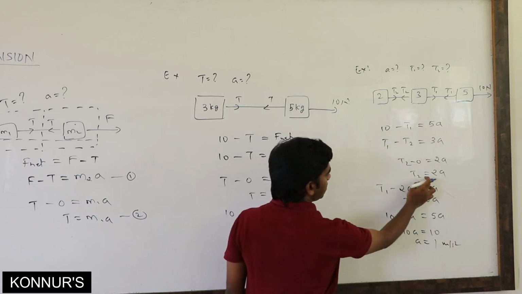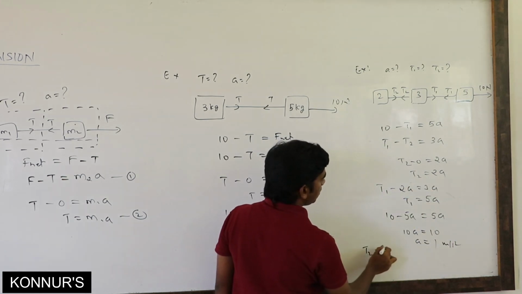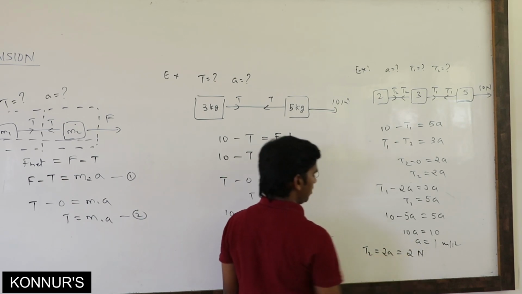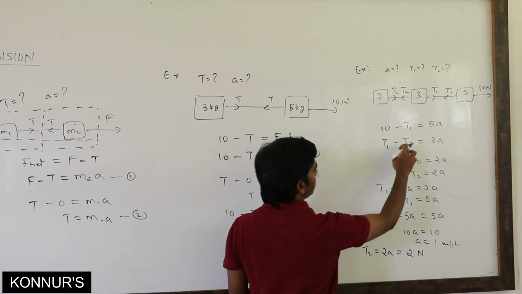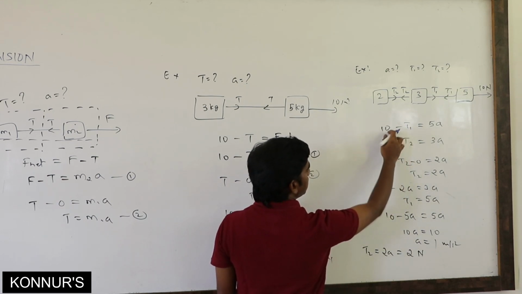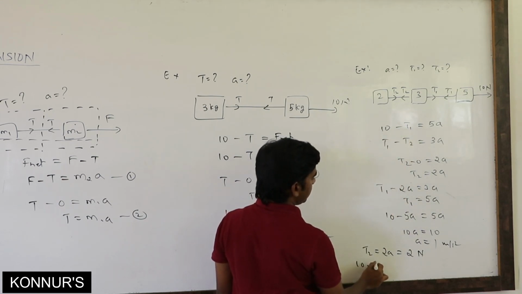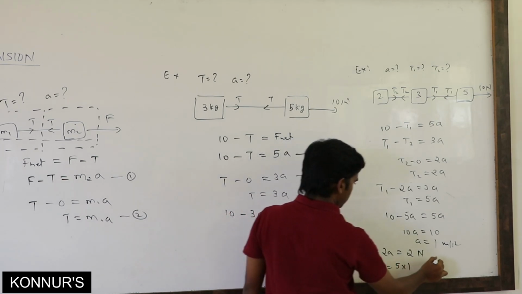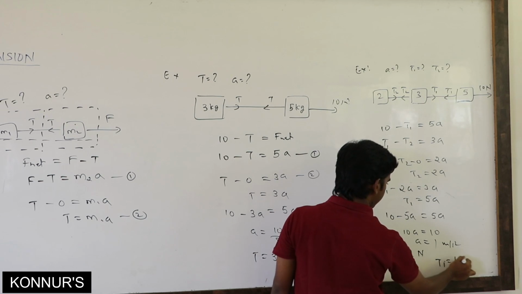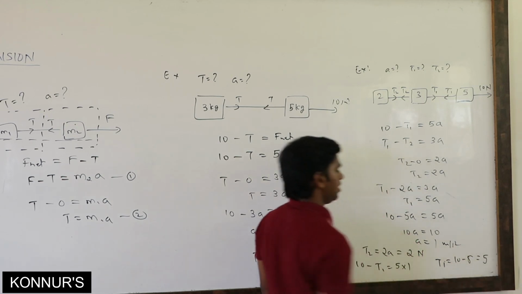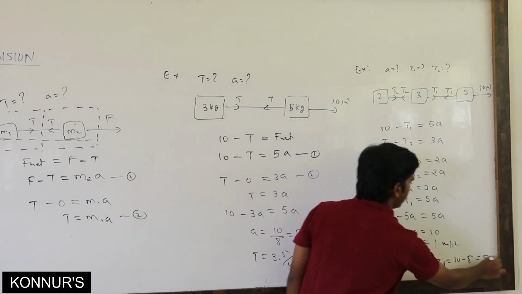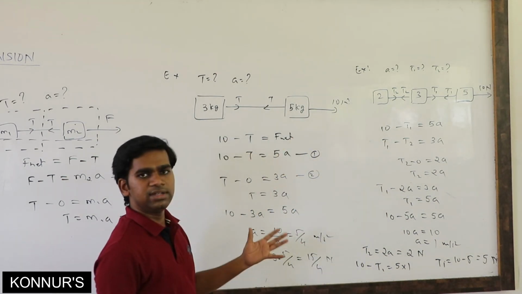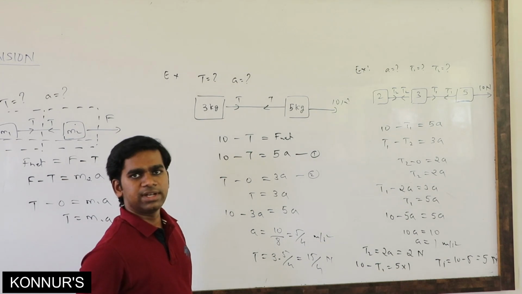So substitute acceleration here, you will get T2. T2 equals 2A, that means 2 Newton is T2. What about T1? T1 you can substitute here. So 10 minus T1 equals 5. Acceleration is 1, so T1 equals 10 minus 5. So you will get it as 5 Newton. This is how you can find the tension or acceleration when 2-3 bodies are connected.